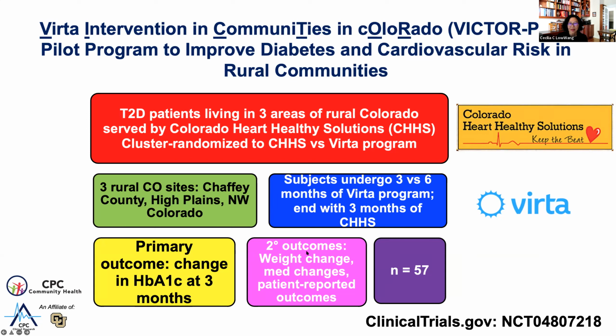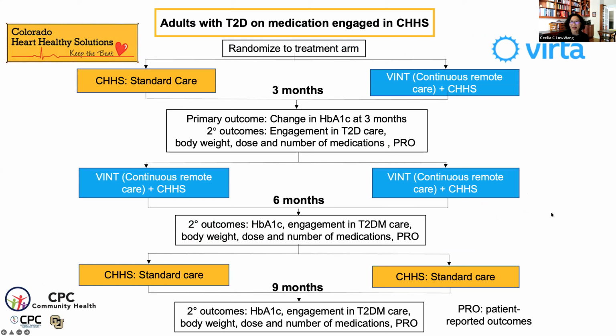Our secondary outcomes include weight change, medication changes, whether people are reducing or increasing their use of medications, whether their doses are changing, and some patient-reported outcomes, so some questionnaires. We're looking for a sample size of 57, and we're probably about 3/4 of the way through. I really wanted to give a shout out to our community health workers. And Bev, you've done an amazing job helping us with this trial. And I appreciate all the work of our health navigators.